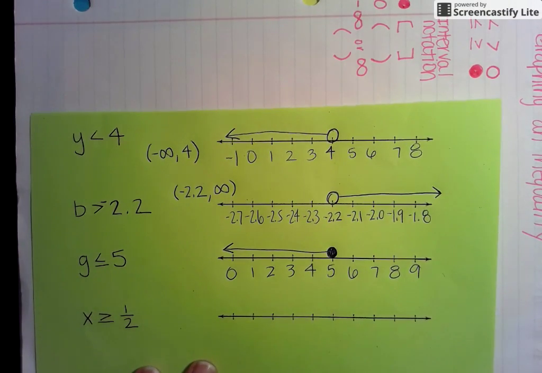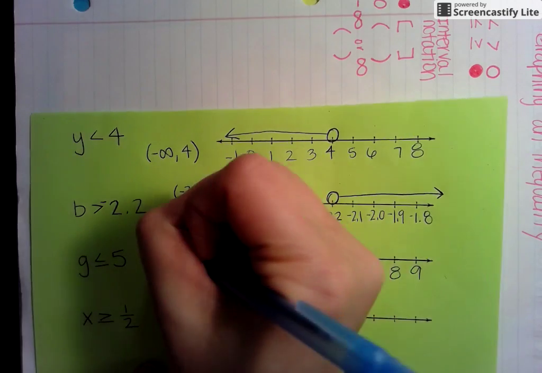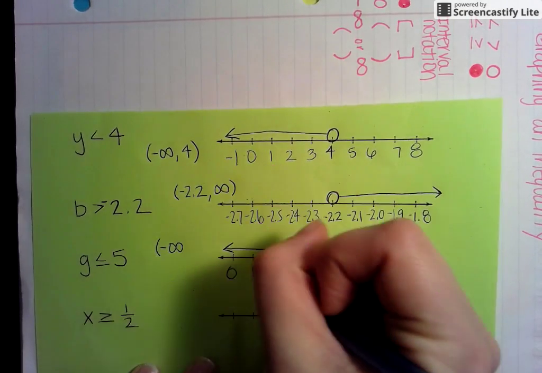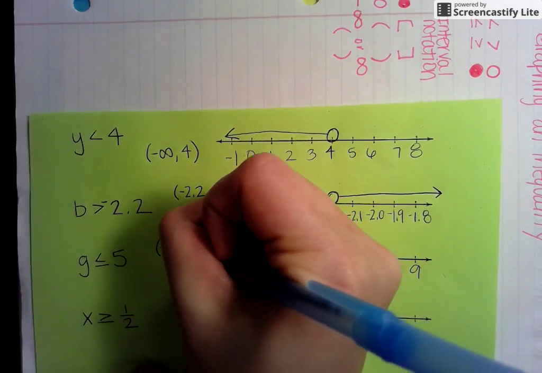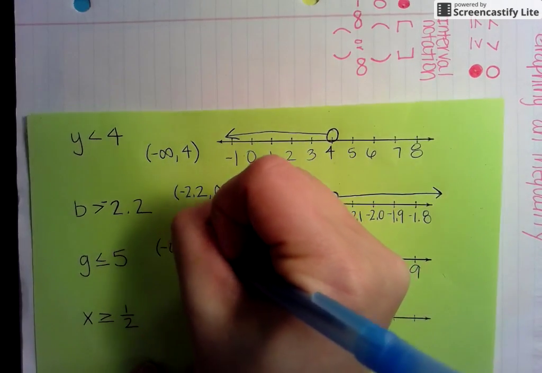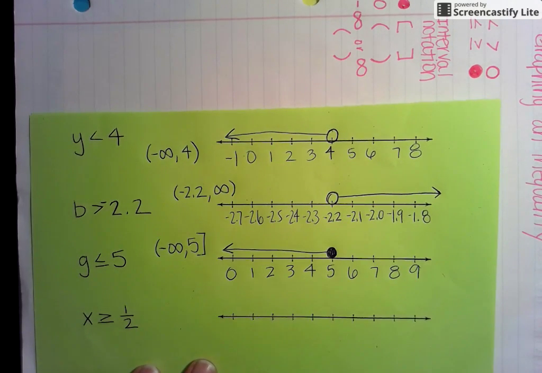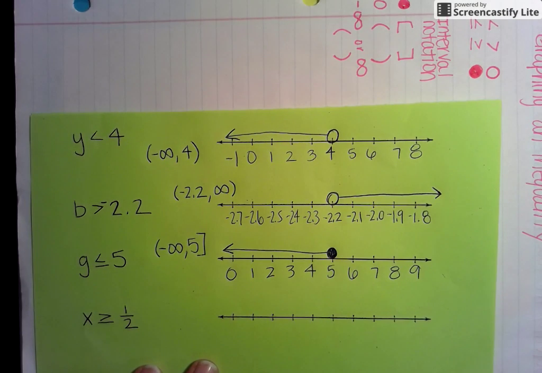I always write my interval notation left to right. So it would be negative infinity because I'm going towards the negative values, comma, 5, and because it's including it, we want to put that bracket because that's stating that it is including 5. So it's either equal to 5 or less than 5.